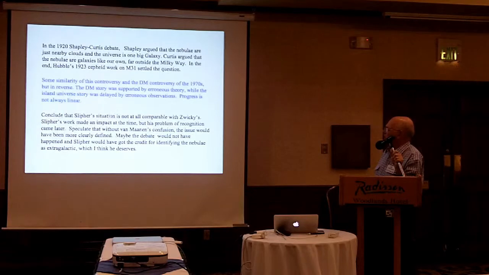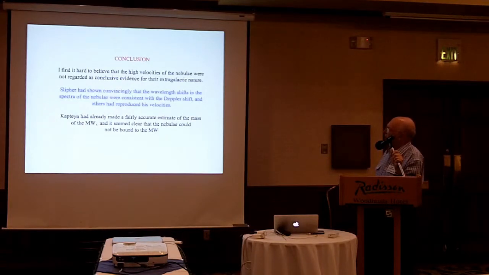I conclude that Slipher's situation is not at all comparable with Zwicky's. Slipher's work made an impact at the time, but his problem with recognition came later, because of course Zwicky's was exactly the opposite way around. I'd speculate that without van Maanen's confusion, this issue would have been more clearly defined. Maybe the debate would not have happened, and Slipher would have got the credit for identifying the nebulae as extragalactic, which I think he deserves.